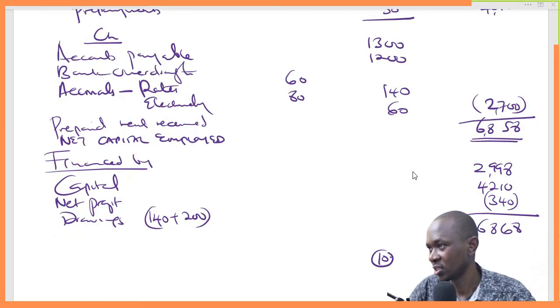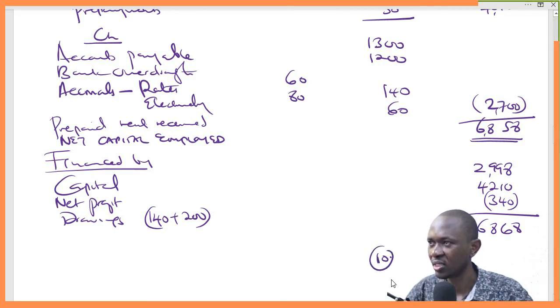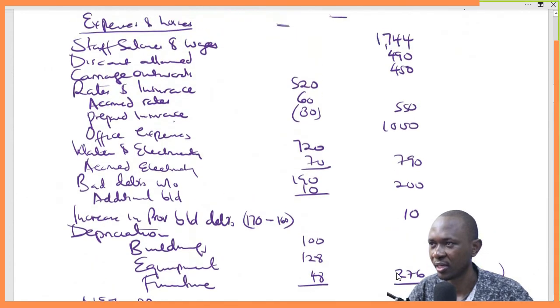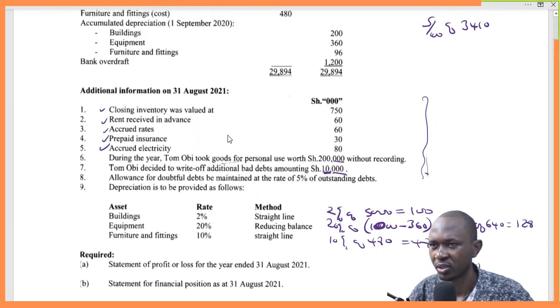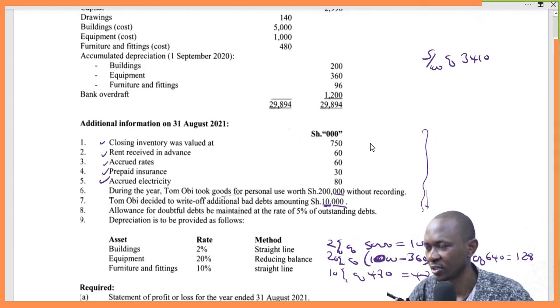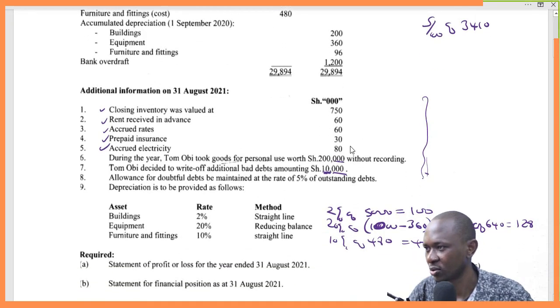Okay, so this thing is not balanced by 10. This is 68.58. This is 68.68. So there's a difference of 10, as we can see. So chances are very high that maybe we just got a figure wrongly. So let's just check our figures again to be sure. Additional information, you need to check all the figures to be sure. This is very important before you can go to the next step of finding out what the mistake will be.